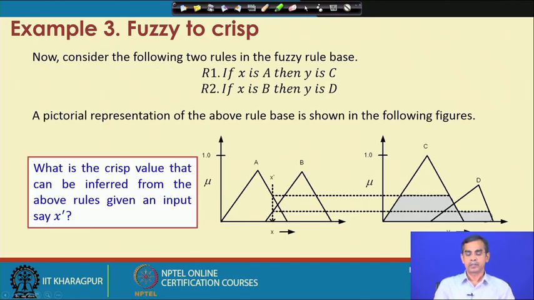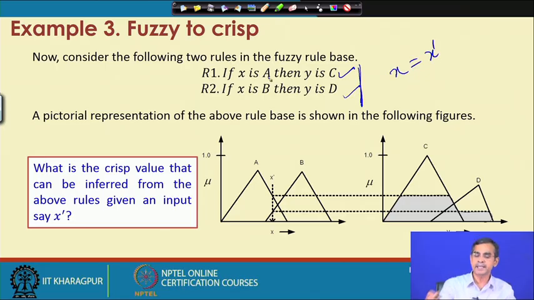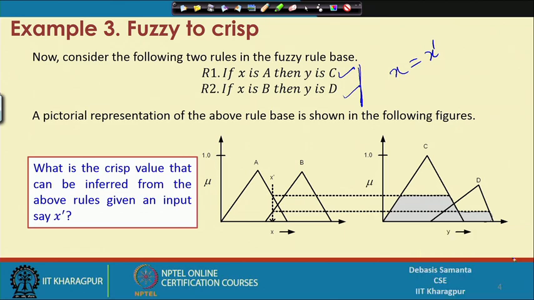Now, another example. Here also we have to obtain the crisp value. This example is more complex, of course. The idea is that these 2 rules are given. If x is A, then y is C, and if x is B, then y is D. Then for x equal to some element x dash, that is, if x dash is A, then y is C, and if x dash is B, then y is D, what is the final crisp conclusion from the 2 rules that are fireable for x equal to x dash? This can be computed again using the defuzzification technique.